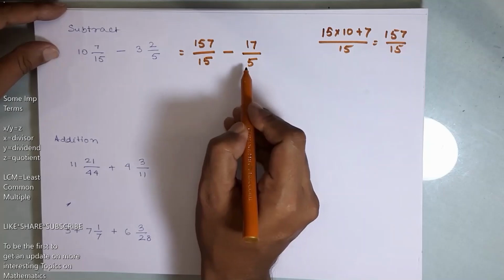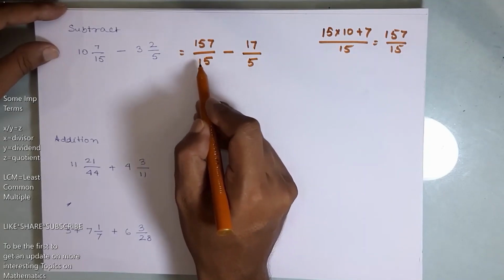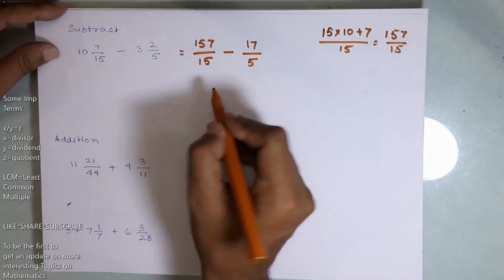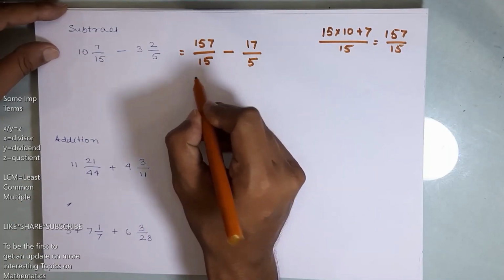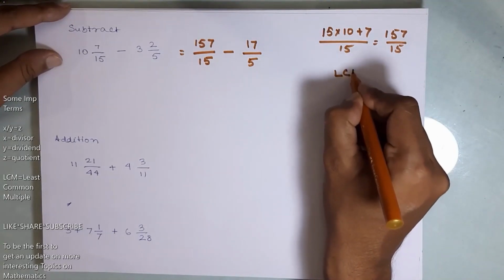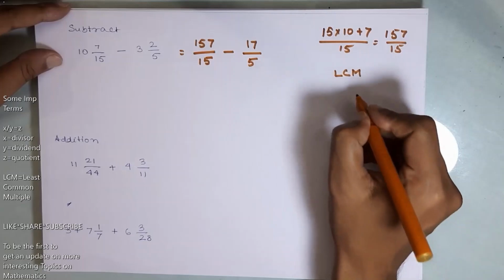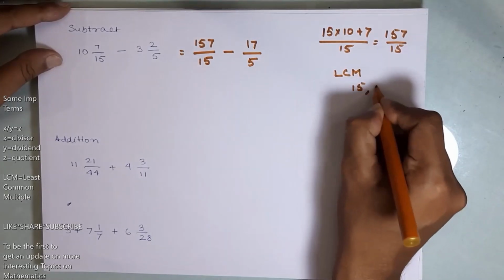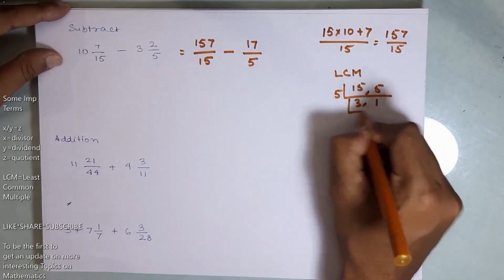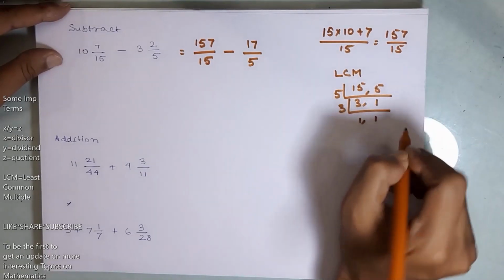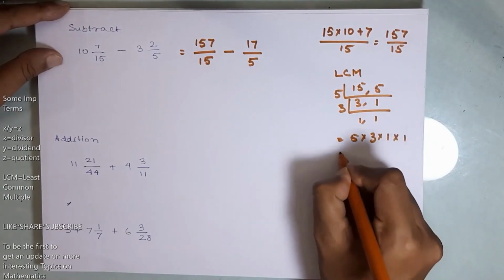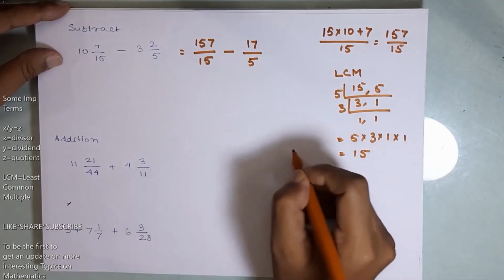Now there are two fractions, and even if they are improper fractions, we can easily do a subtraction. What is the way of doing that? We have to find the LCM of the denominators, all the participating denominators, the least common multiple between 15 and 5. Taking prime factors 5, 3, 1, 1, the LCM is 5 into 3 into 1 into 1 equal to 15. So 15 is your LCM.